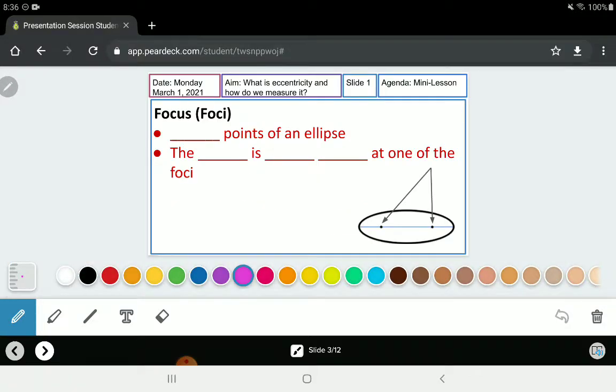One focus, or plural, if we have more than one, we have foci, they are central points of an ellipse. And in our solar system, orbits around the sun are not circular, they're actually elliptical. So the sun in our solar system is always located at one of the foci.